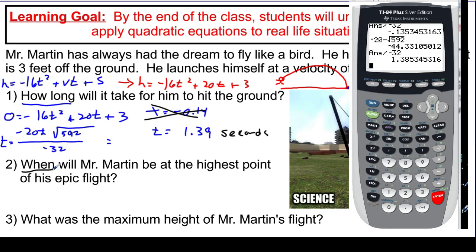When, how much time has passed. That's what "when" is saying. How much time has passed for me to be at the highest point of my flight? So let's take a look at our picture again. They're saying I'm traveling along my flight, I get to the highest point. Okay, that's right here. This is the highest point.